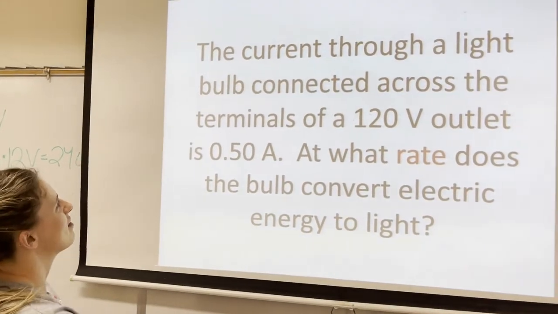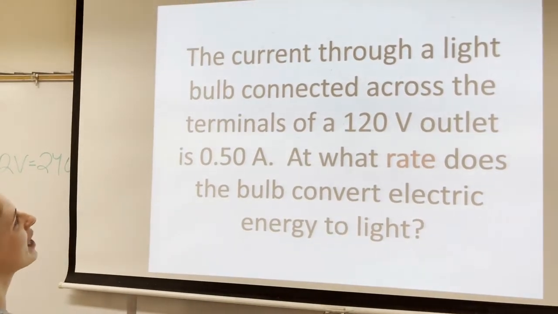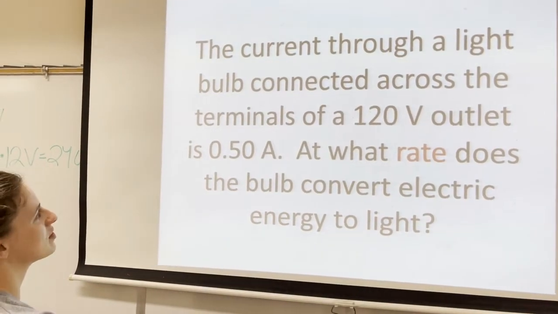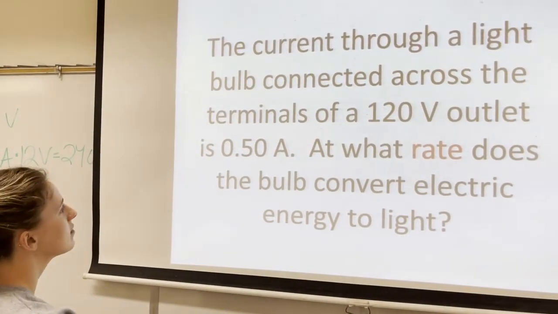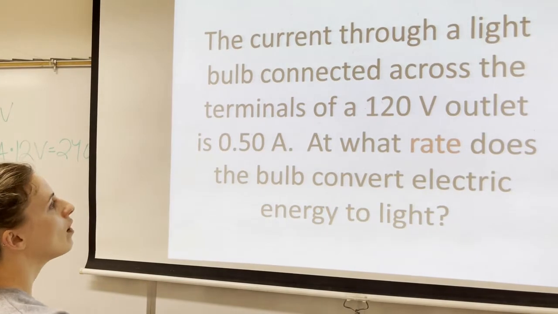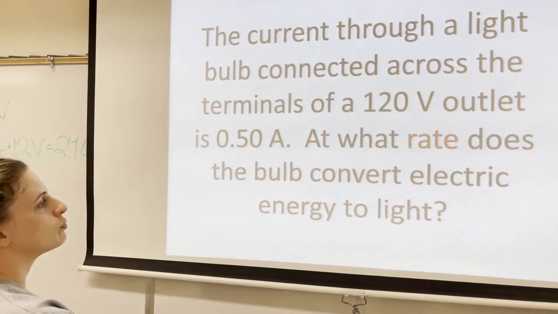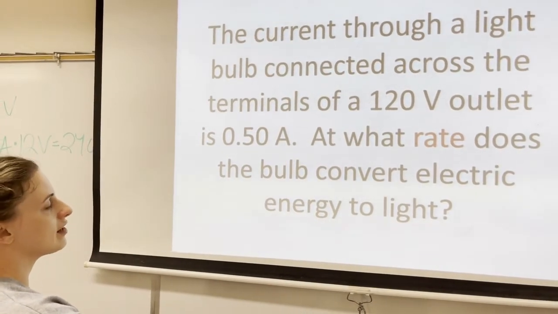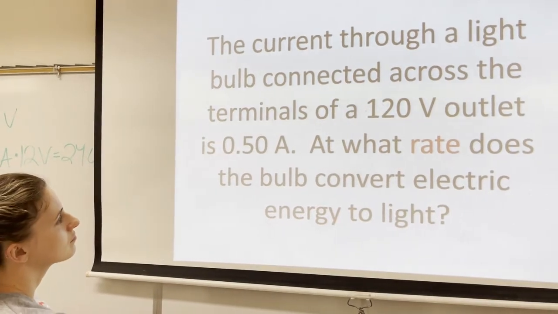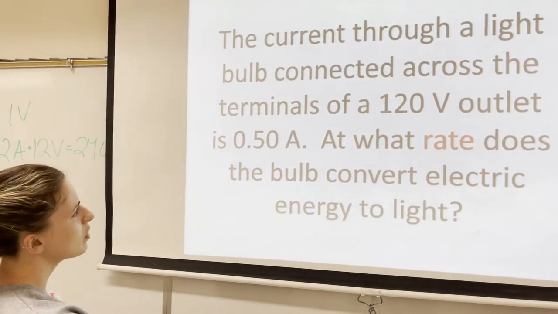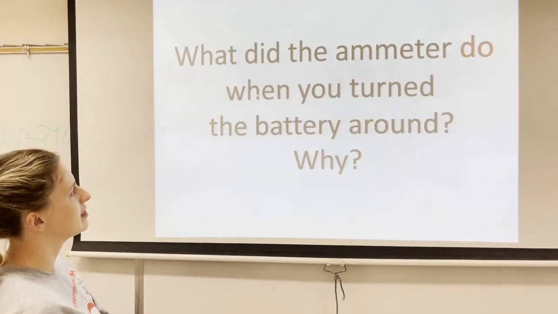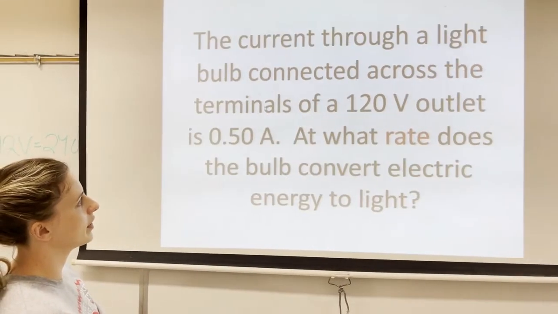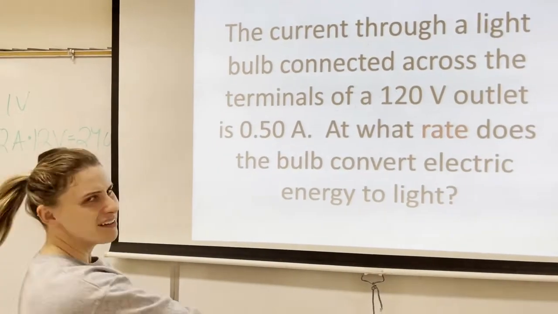The current through a light bulb connected across the terminals of a 120 volt outlet is 0.50 amps. At what rate does the bulb convert electric energy to light? What are they talking about here? What are they asking us for? Well, it sounds like when they talk about the rate of turning something to light, is that still P = IV?